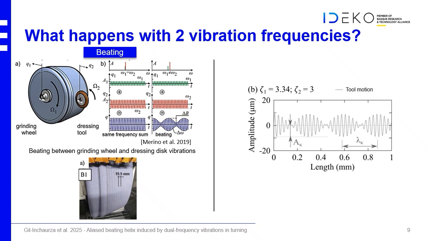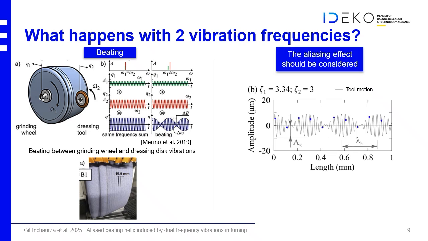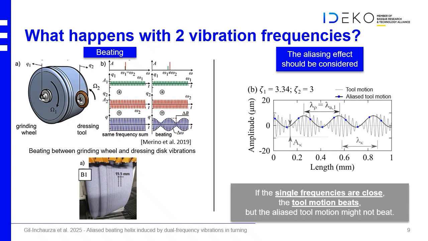However, if we have two vibrations that are next to each other, but one of them is harmonic of the workpiece rotation, then we can have the tool motion that has a clear beating, but after aliasing, considering the sampling from the process, what we have is only a sine wave related to the aliased wavelengths of the element that is not harmonic of the workpiece rotation. So it means that it's not because we see that the tool motion is beating that we will have beating effect on the workpiece surface.